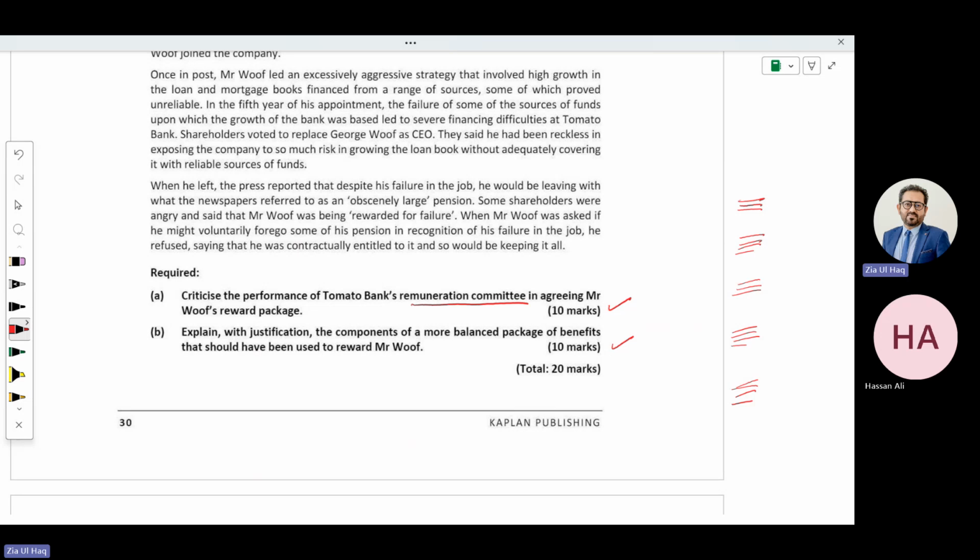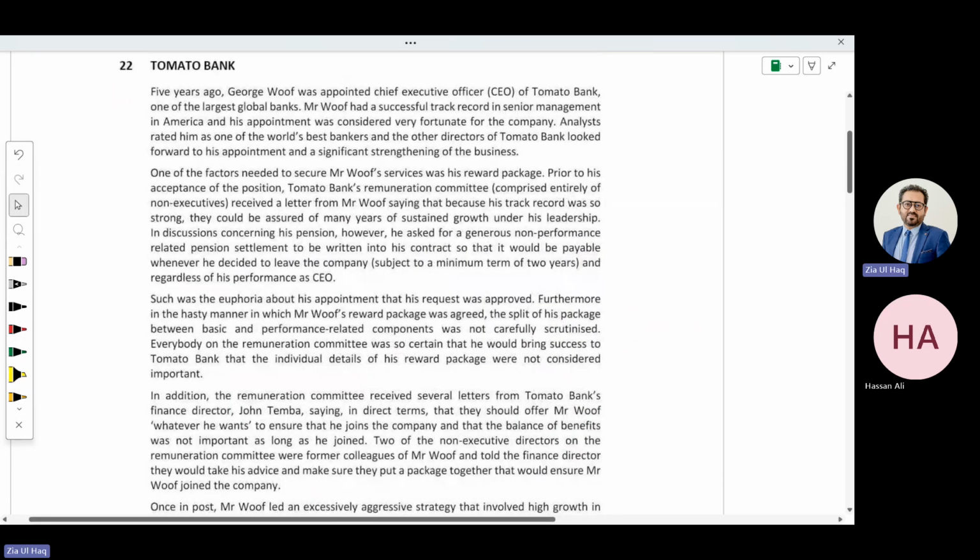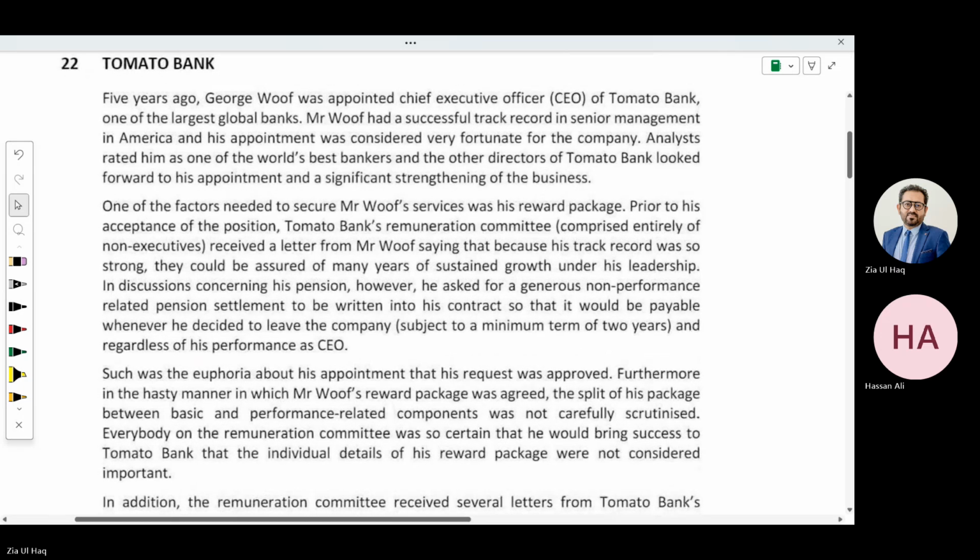What is the requirement B? We don't know yet. Let's read the scenario. Attempt requirement A, then we will move towards what is requirement B and attempt it. So 5 years ago, George Wolf was appointed Chief Executive Officer of Tomato Bank, one of the largest global banks. Mr. Wolf had a successful track record in senior management in America, and his appointment was considered very fortunate for the company.